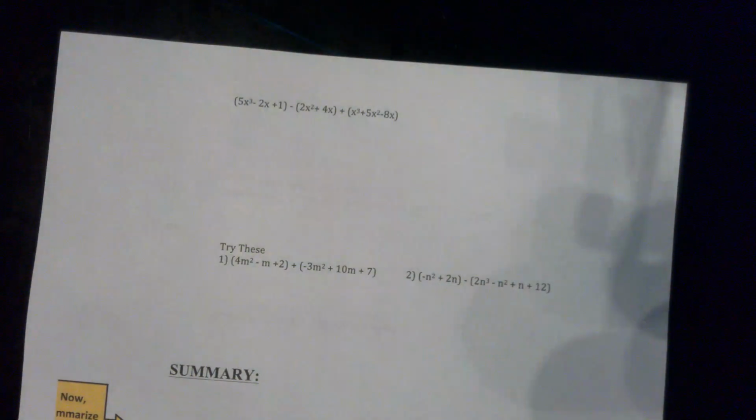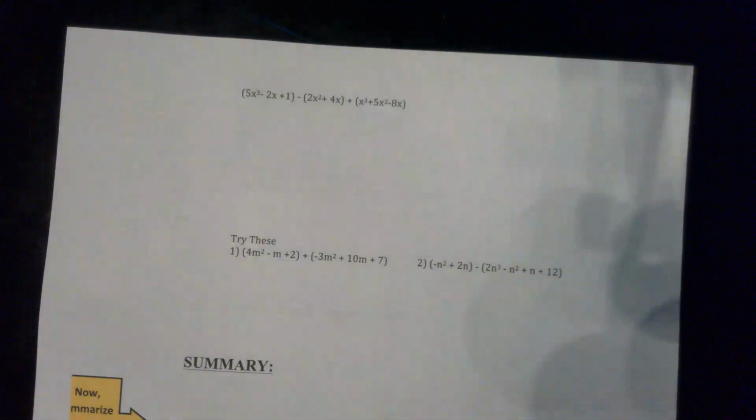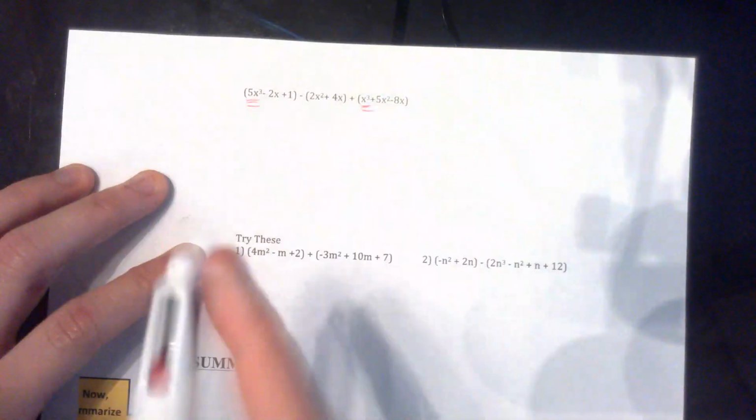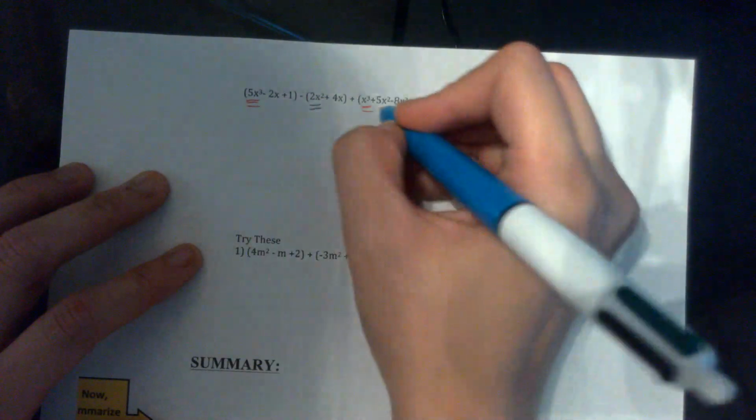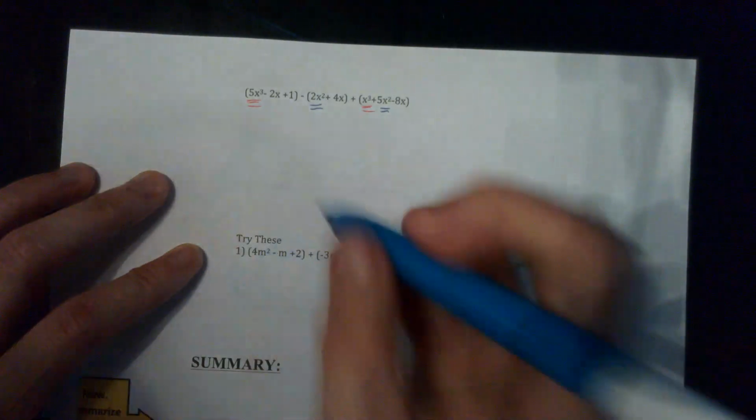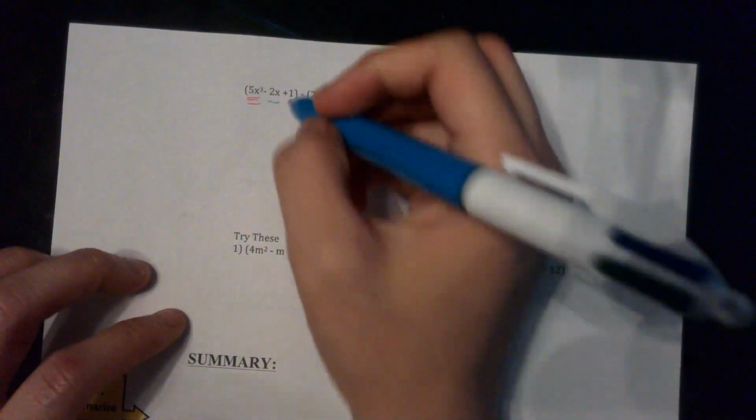Alright, almost done. We have another example. So for this one, I'm going to do the other method. I'm going to do the underlining one. So this is our 3. This is our 2. This is our 1. And then that one left over is 0. So make sure you don't forget about that. Just circle it.